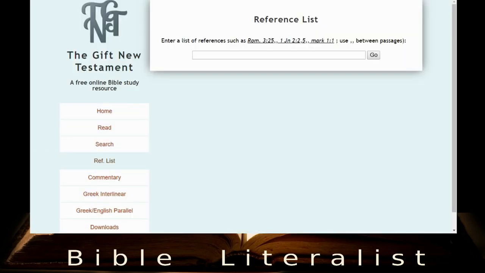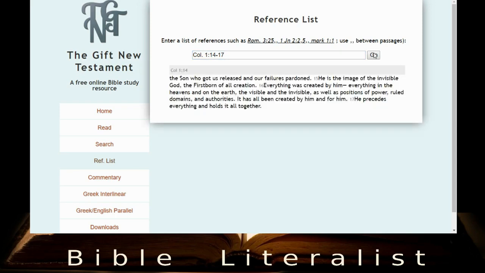If I can get this to come up, there we go. And we'll put our desired scripture in here to tie this all up. Talking about Jesus the Son, Colossians 1:14, who got us released on our failures' pardon. He is the image of the invisible God, the firstborn of all creation.